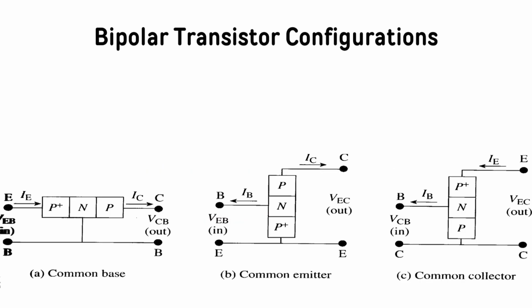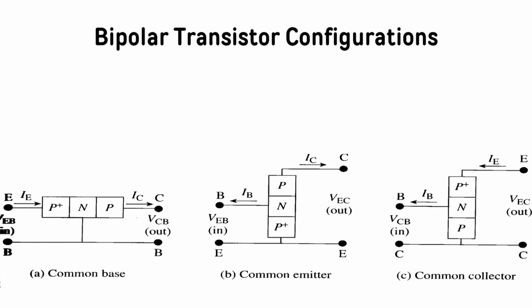Bipolar junction transistor configurations. Now let us consider a PNP transistor connected in common base, common emitter and common collector configurations. In common base configuration, the base is common for both input as well as output. In common emitter configuration, the emitter is common for input as well as output. In common collector configuration, the collector is common for input as well as for output.